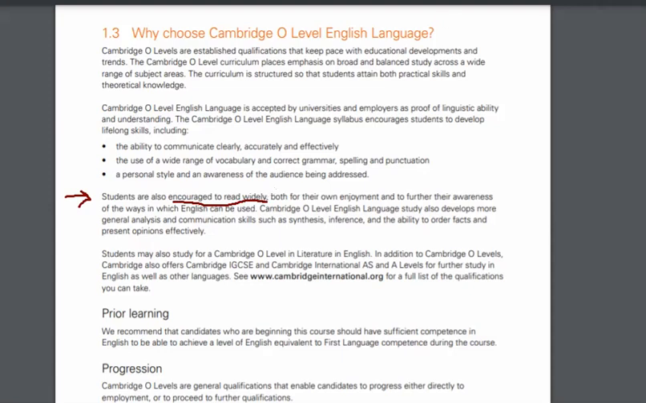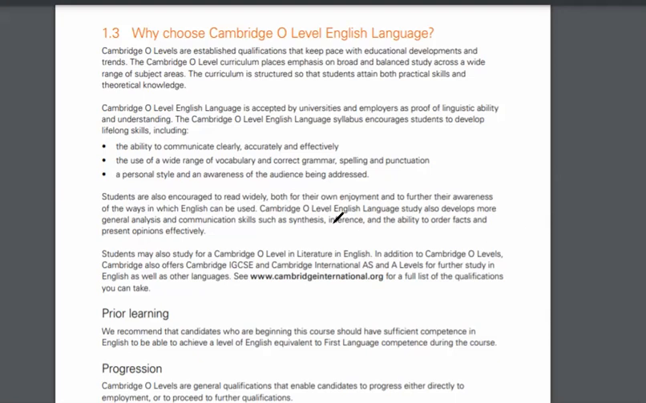Now, students are also encouraged to read widely, both for their own enjoyment and to further their awareness of the ways in which English can be used. Cambridge O-Level English Language study also develops more general analysis and communication skills such as synthesis, inference, and ability to order facts and present opinions effectively.